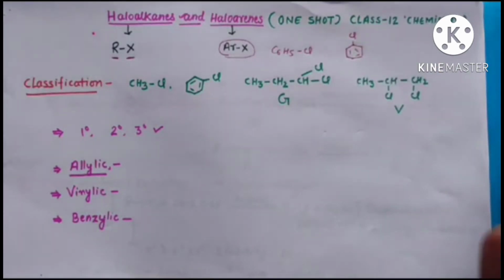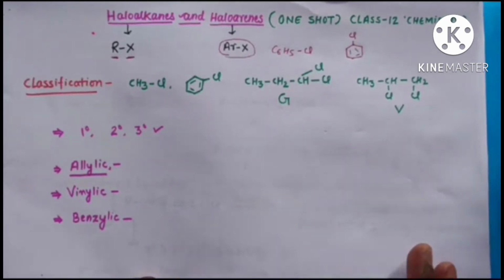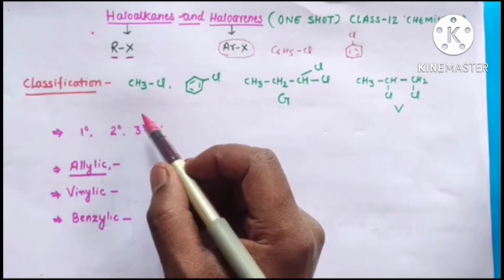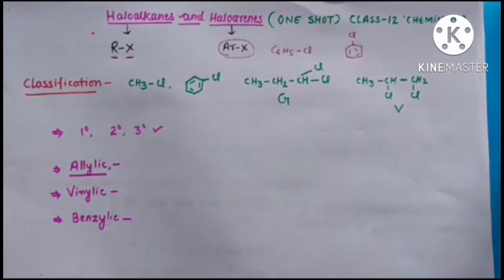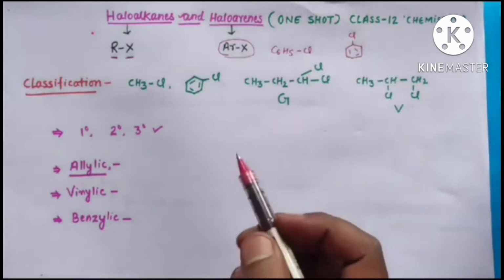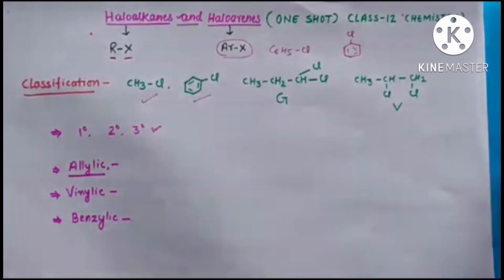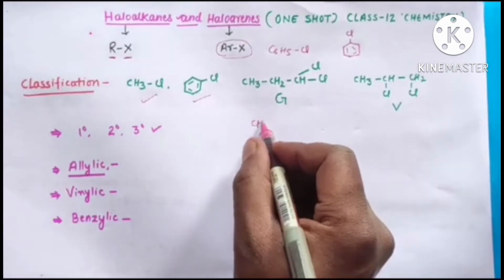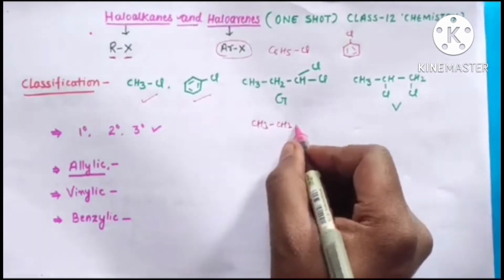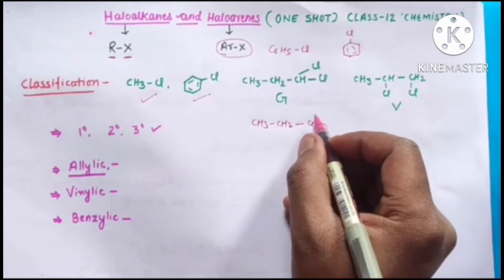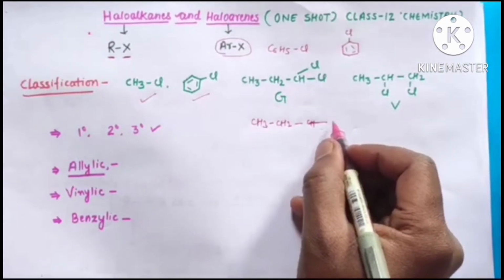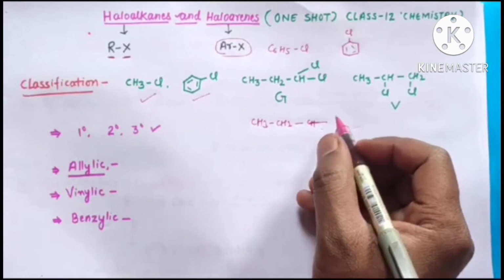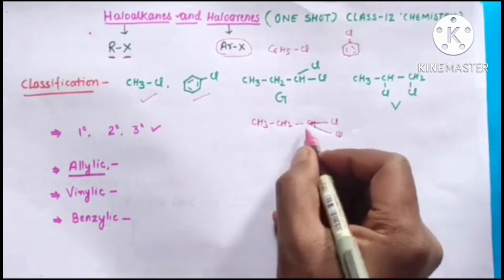First I am going to classify it, a very simple classification on the basis of the number of halogen atoms. If there is one halogen atom, it is known as a monohaloalkane. If two, this is a dihaloalkane. If three halogens, trihaloalkanes. As you all know, this is a monohaloarene and this is a monohaloalkane. If there are two Cl groups, for example, this is written like this: CH3, CH2, CH, with Cl and Cl here. Here this is hydrogen.